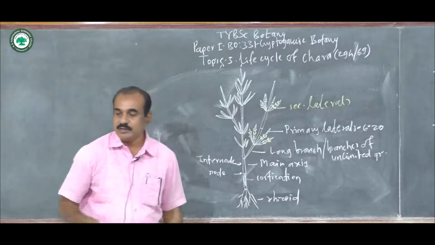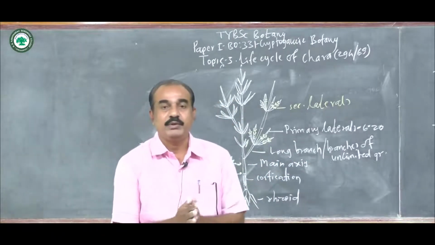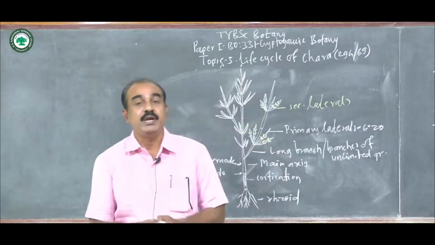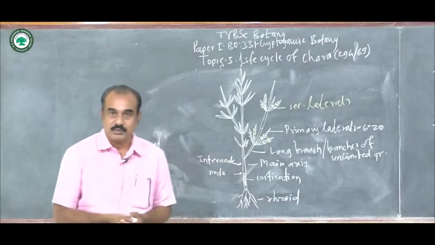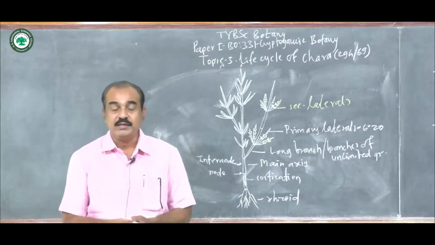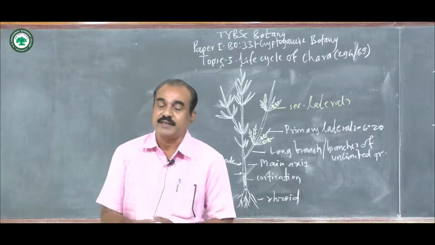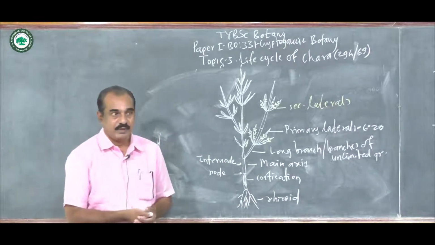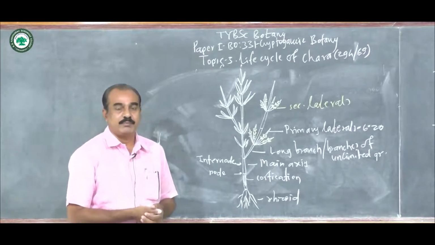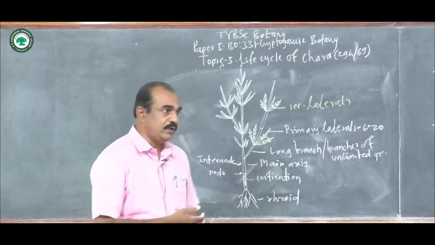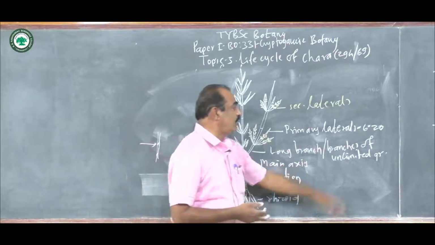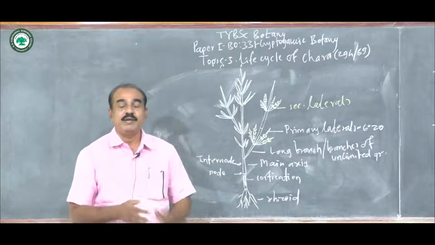It is very long. Generally it ranges between 20 to 30 centimeters in length, but sometimes in some species it may be up to 1 meter in length also. And it is divided into nodes and internodes. And the lower nodal region of this main axis shows the cortication. Now this main axis shows 4 different types of branches. Number 1, that is the long branch. So these are the long branches, and they are also called the branches of unlimited growth.